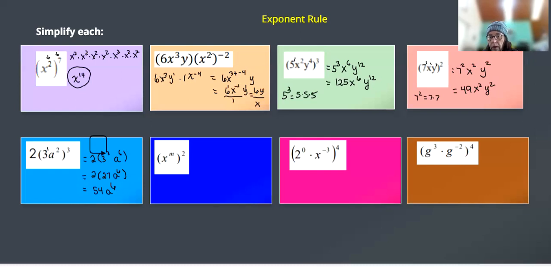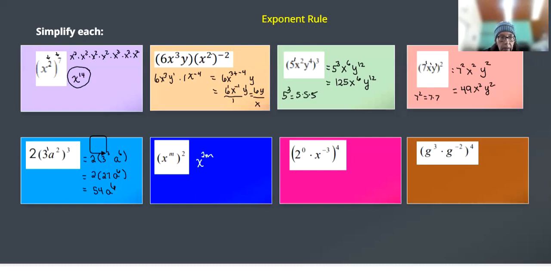How are we doing? Everybody A-okay? All right. Let's take a look at the next one. That one's a little different, isn't it? That's all right, though. We can do it. So in the next one, we've got x to the m, to the second. We've got to multiply 2 times m, which is just 2m. And we're done. That's all there is to that one. Exponent to an exponent, you multiply them.